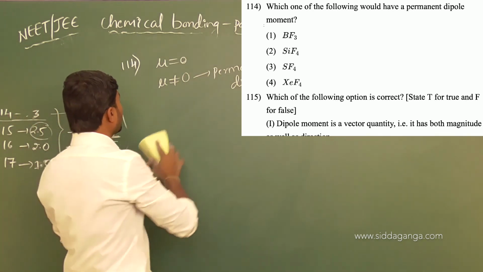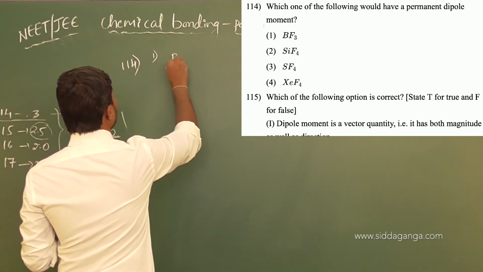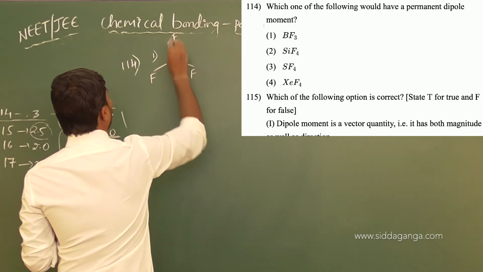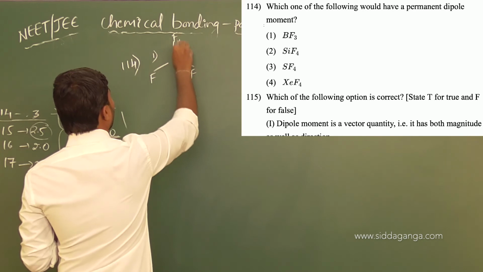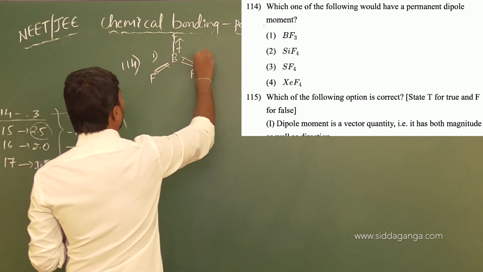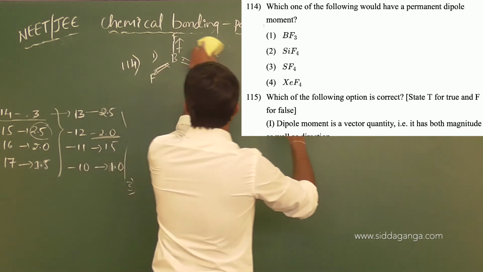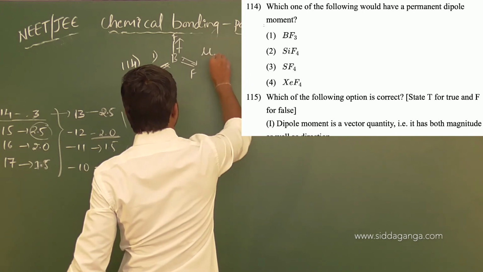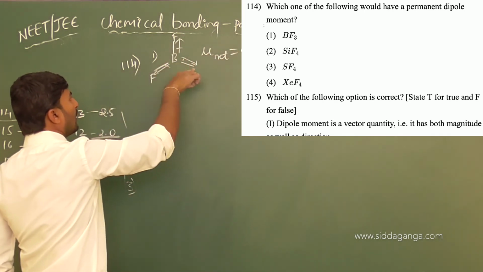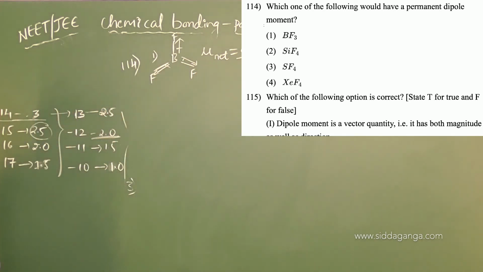Okay, the first example, that is boron trifluoride. Here the moment of bonds takes place like this. If you consider the net dipole moment, that is equal to 0 here because of the cancellation of bond dipoles. Since all of these cancel, being in opposite directions, the net dipole moment is equal to 0 here.